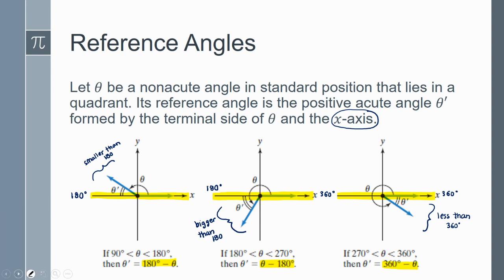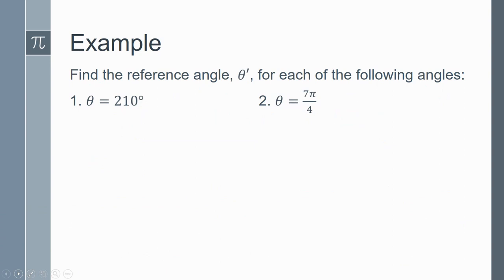Okay, let's do some practice problems here. So it says find the reference angle, which is theta prime, for each of the following angles. So if we're talking about a 210-degree angle, let's think about this. Okay, I'm going to sketch a picture to help us out. Okay, I need to know where 210 lies. So once again, I'm thinking it starts at 0, up here is 90 degrees, 180, 270, and it rounds it out to be 360. Okay, so where's 210? Well, it's going to fall here. It's in the third quadrant. This is where 210 degrees is.